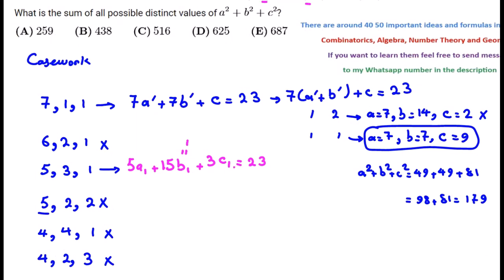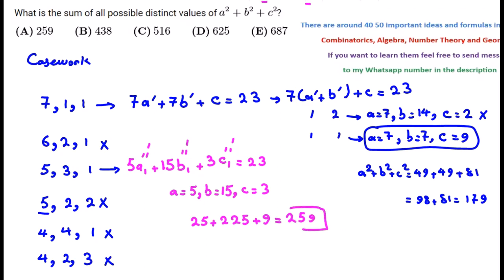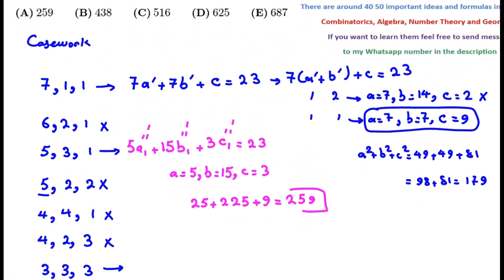And then 8 will be left. For 8, again, we will see, okay, the only possible case is 1, 1, 1. So A is 5, B is 15, C is 3. Okay, let's check: the sum is 23, GCD of A and B is 5, GCD of B and C is 3, GCD of A and C is 1. Okay, so for this case, A squared plus B squared plus C squared, 225 plus 225 plus 9, which is 259. Okay, this one. And now, last case, 3, 3, 3. Try this last case again first on your own.